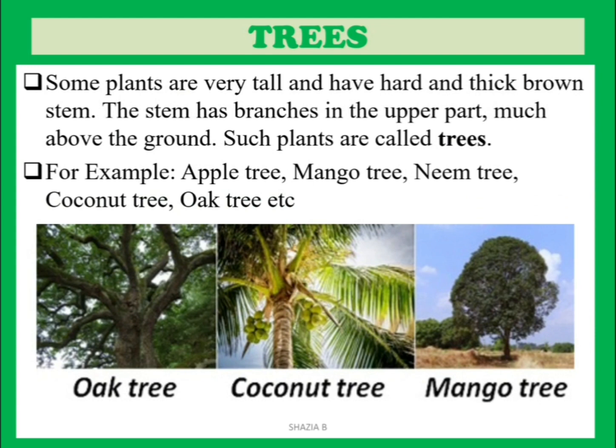So trees are plants that are very tall and have a hard, thick, brown stem. The stems have branches in the upper part, much above the ground. Examples are coconut, mango, neem, apple, etc. So these are the three types of plants based on their size.